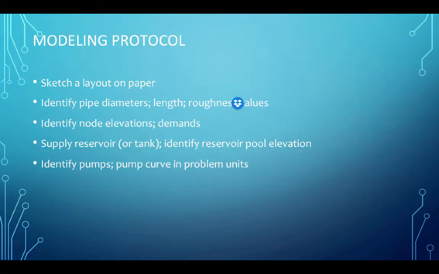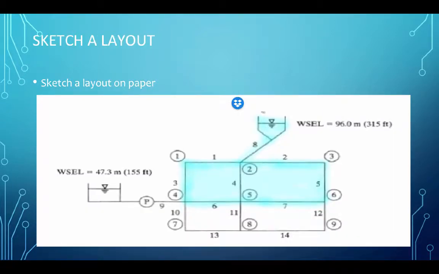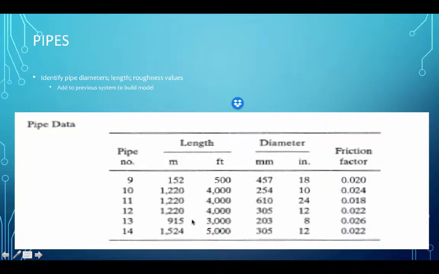So we'd sketch the layout on the paper, identify the pipe diameters and roughness values, identify the node elevations and demands, supply reservoir, pool elevations, pumps and pump curves. So the blue shaded is what we have right now. And so we're now going to want to add these additional parts to it and this additional pipe data.